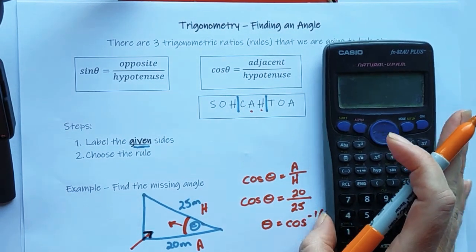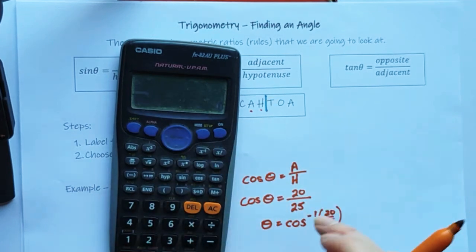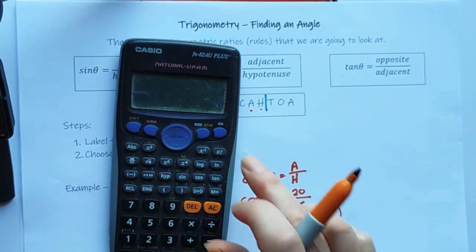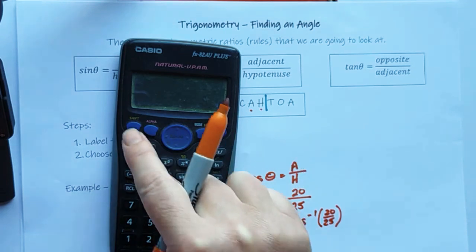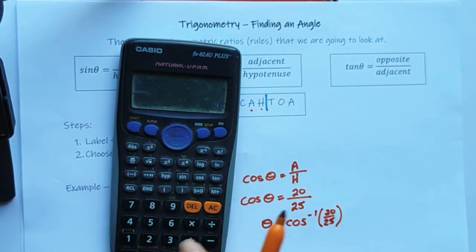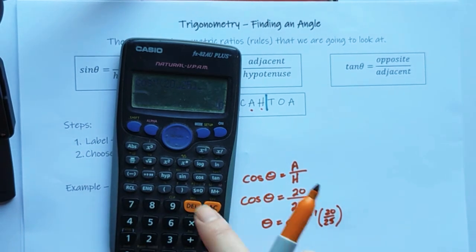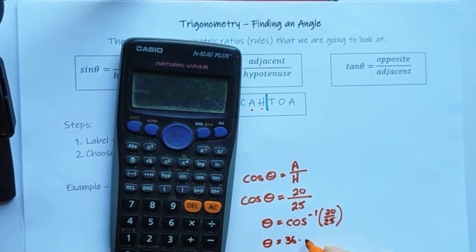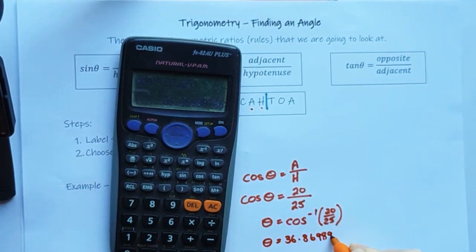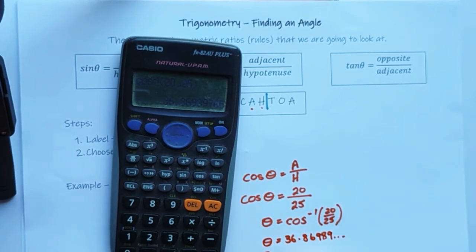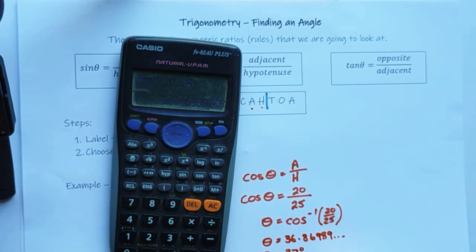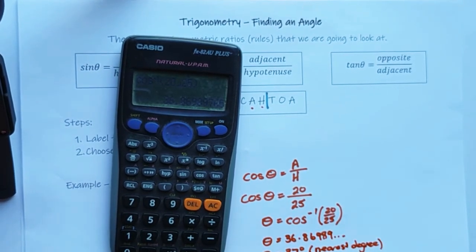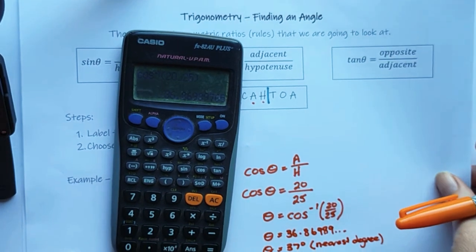So I'm going to use my calculator and type in what I've got here in my equation. So it says cos minus 1, 20 over 25. It equals, and I'm going to get that theta equals 36.86989. And you can round that off to theta equals 37 degrees to the nearest degree. I'll put that up so you can actually see the answer.